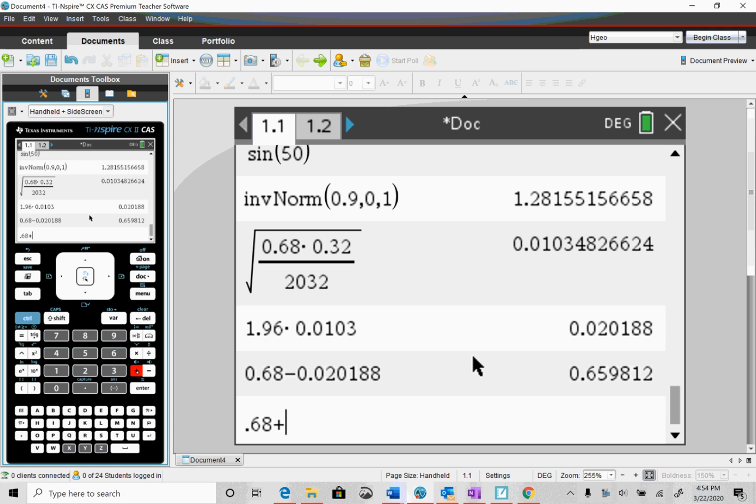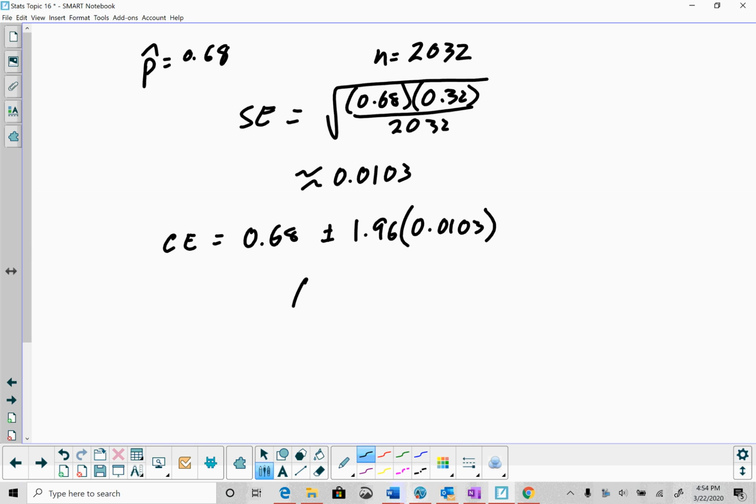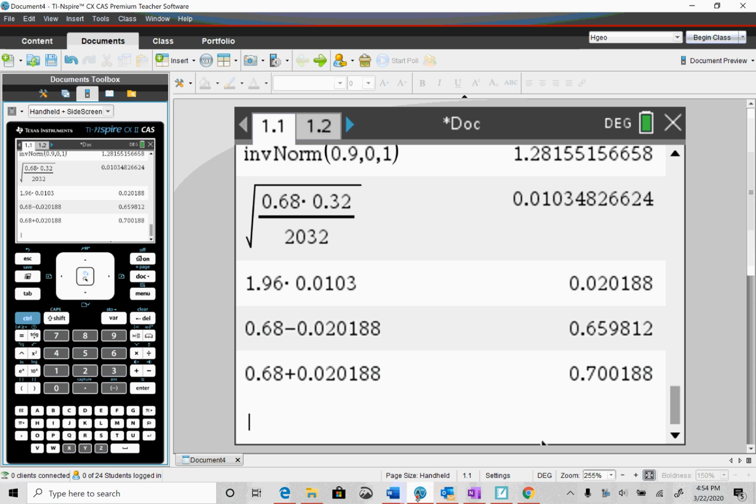0.68, and then I'm going to add 0.020188. And that's the upper value. I rounded my standard error off to 4 decimal places, so I'm going to do the same thing here. So we'll say 0.6598, comma, and then the upper value there, 0.7002.